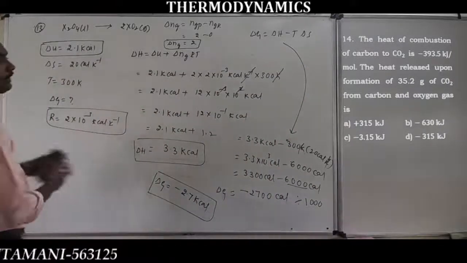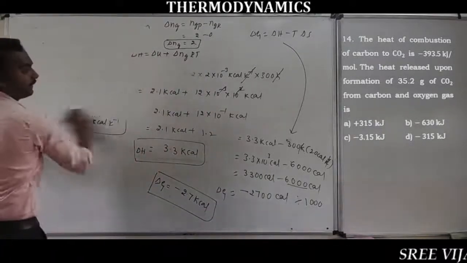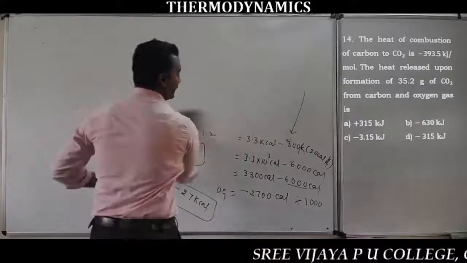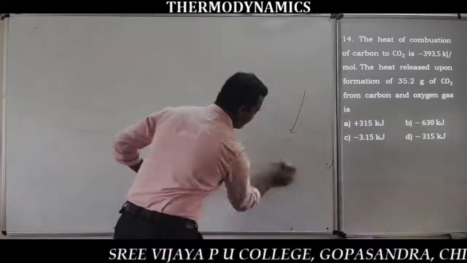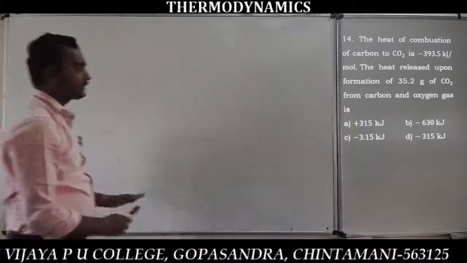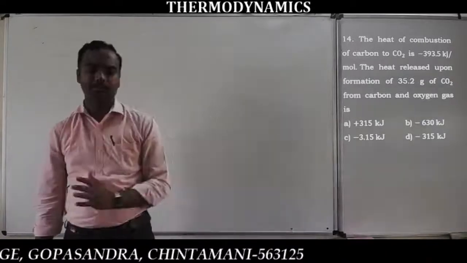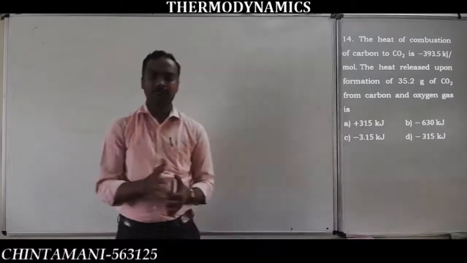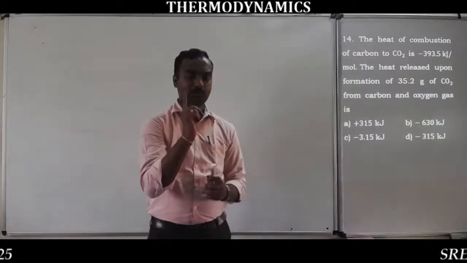Next question. The heat of combustion of carbon to carbon dioxide is minus 393.5 kilojoule per mole. So the heat released upon formation of 35.2 gram of carbon dioxide from carbon and oxygen gas is, they have asked. So they say heat of combustion. Heat of combustion is nothing but the amount of heat released. I already told you, heat of combustion is exothermic, and heat is liberated. So the heat of combustion of any compound is the amount of heat released during the formation of one mole of the compound.